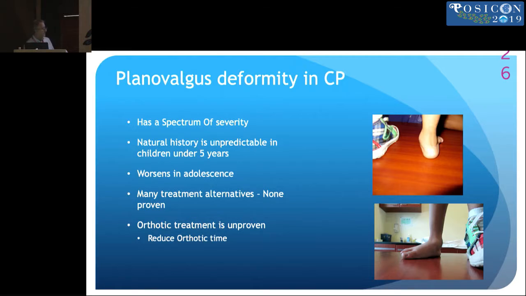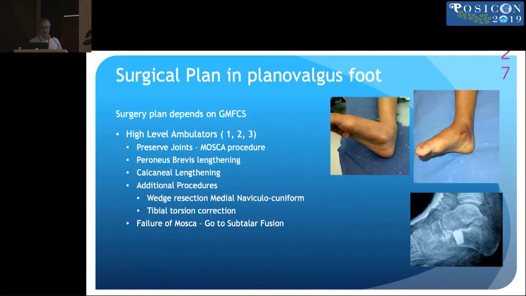In fact, when you give an orthosis, it does what should not happen. Basically, an orthosis worn for an extended period of time weakens the muscle that is supposed to reverse the problem. So you have to reduce the orthotic time for these children. And surgery plan depends on the gross motor function level.